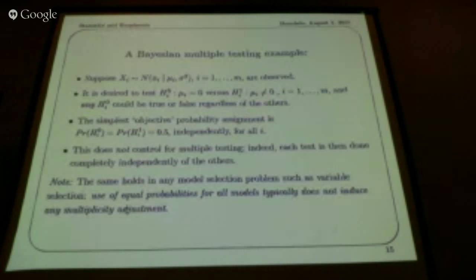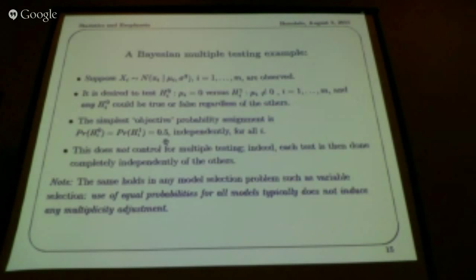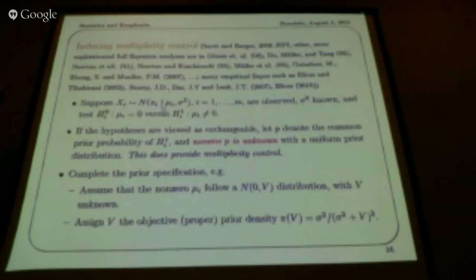And the way to induce multiplicity control is actually quite simple. Here's the problem again. We have a whole series of data based on different means. We're trying to test whether they're zero or not. What's natural to do, and what works, is to say, let P denote the common prior probability of H1i. I'm not going to specify it to be a half like we did here. These are all similar in my mind in some ways, so I can talk about P as the probability that the alternative hypotheses are true, or maybe the proportion of alternatives that are true. And then the key is to assume that P is unknown.